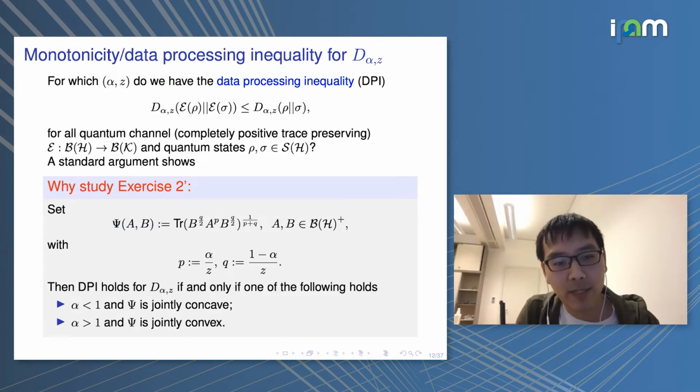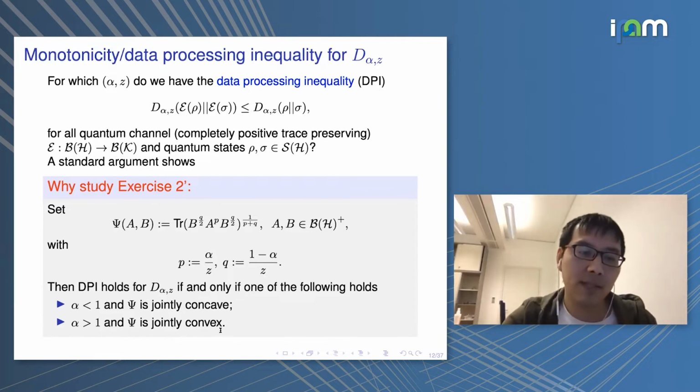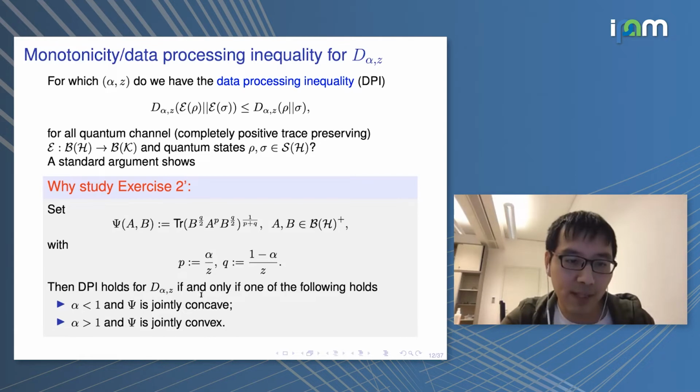Namely, if we set psi as follows, then we can show that the alpha-z satisfy the data processing inequality if and only if alpha is smaller than 1 and psi is jointly concave, or alpha is bigger than 1 and psi is jointly convex. So this explains why we are interested in exercise 2 prime, because psi here is just a special case of psi PQS by taking K to be identity and S to be 1 over P plus Q.